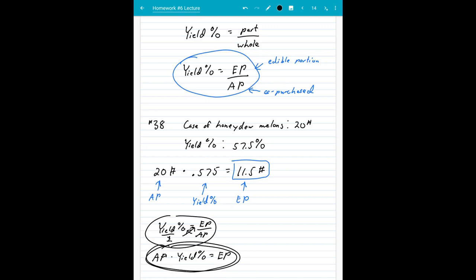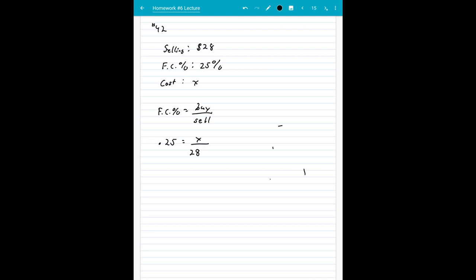So let's look at number 42, just to revisit that food cost thing. It says an entree is selling for $28, and it has a food cost percentage of 25%. What is the cost of the ingredients used for the dish? So this is that buy over sell. Remember, food cost percentage equals buy or cost, if you want, over sell. Food cost percentage is 0.25, 25%. We sell it for $28. We're trying to figure out how much we buy it for.